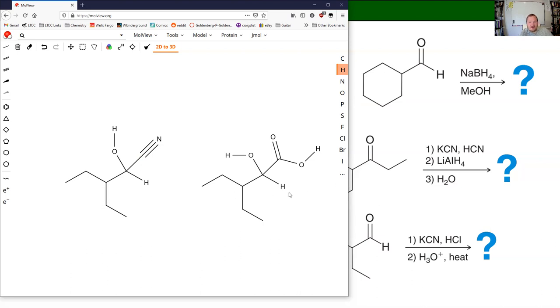So you can always go back and look up your reaction summaries. Go back to this chapter, find the reaction summary and say, okay, the halo or the cyanohydrins, those were my two reactions, reduction or oxidation.